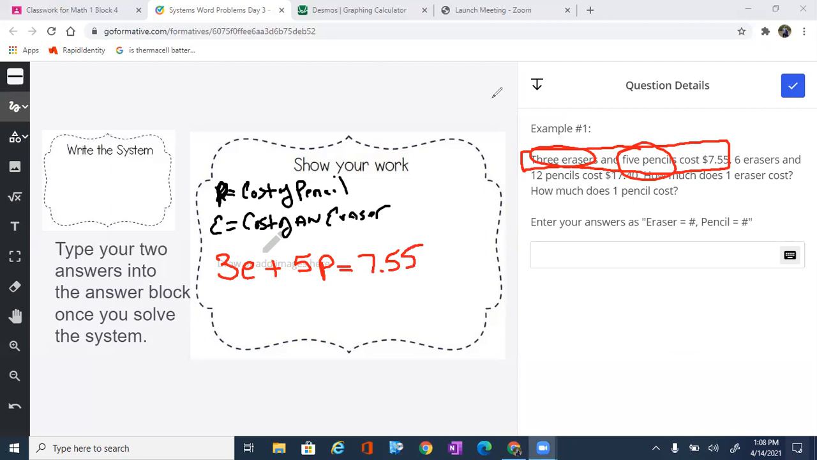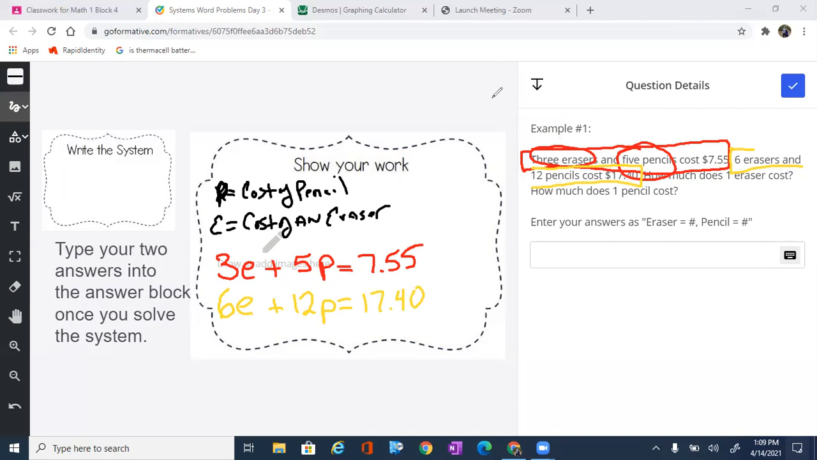So 3 erasers plus 5 pencils equals $7.55. Then it gives us another piece of information. It says 6 erasers and 12 pencils cost $17.40. So we go through there and we line them up, and I'm going to make sure I keep my variables lined up as much as I possibly can when I set these up. I'm going to say, well, 6 erasers, or 6E, plus 12 pencils, or 12P, and that is going to give us a cost of $17.40.